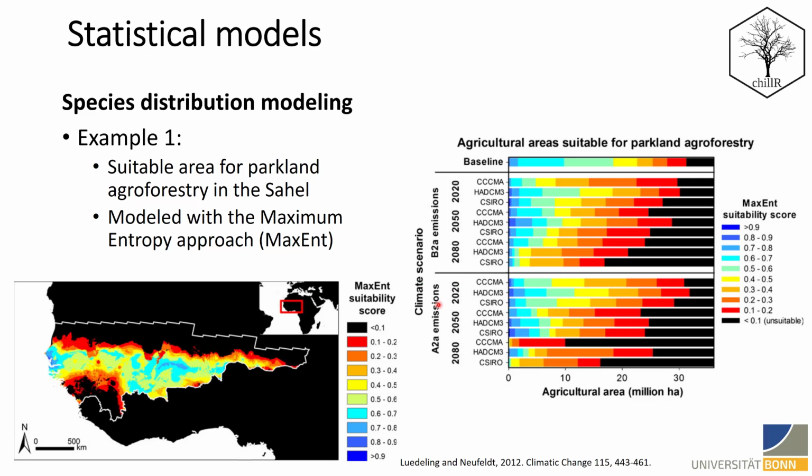For the future, these are some of the old AR4 emission scenarios. Remember from the last lecture, the high emission scenario A2A and then B2A, which is a somewhat lower emission scenario. For each of them, you can see, first of all, for the baseline condition, for the current climate, the number of hectares in the Sahel that are highly suitable, moderately suitable, etc., or unsuitable in the end. And then the same maps for the future are shown below. We see in this particular case that for virtually all future scenarios, the suitability for parklands actually goes down in this region.